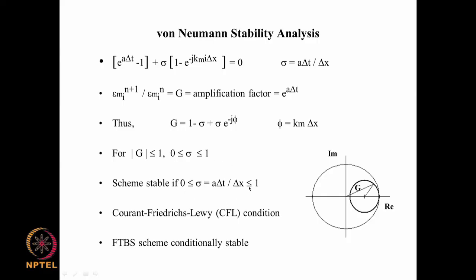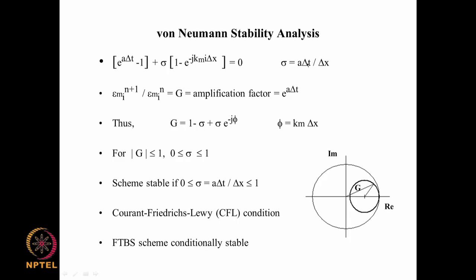That means there are some wave components which will become unstable, and they will contribute to a growing wave. If there is a decaying wave and a growing wave, the decaying wave will go to 0 very quickly, but the growing wave will amplify the errors and dominate the solution. Whether or not the amplitude of a particular wave component goes up is given by this amplification factor, which depends on sigma, which is a delta t by delta x.